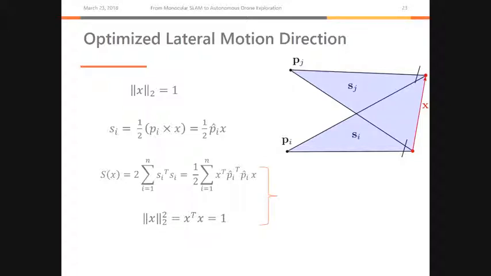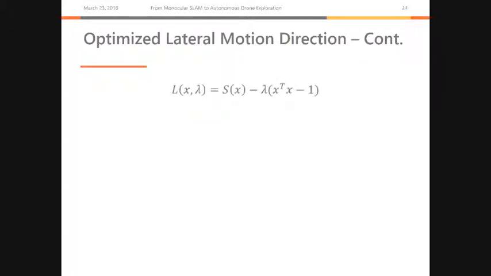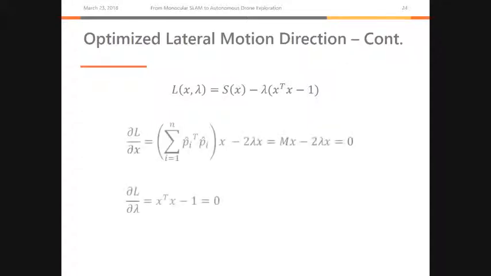With these two, they use Lagrange multipliers for the optimization. This is the Lagrangian that they calculate, and they take the derivative of each one of them. If you see this one, this is the definition of an eigenvector. So the direction of perfect motion should be in the direction of the eigenvector of this big complicated matrix.